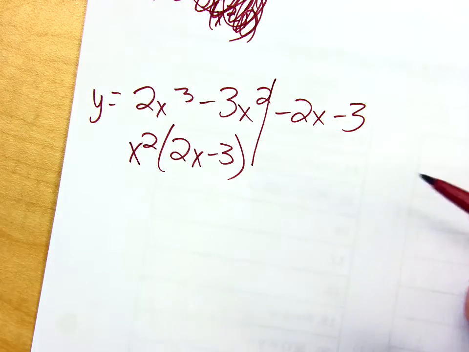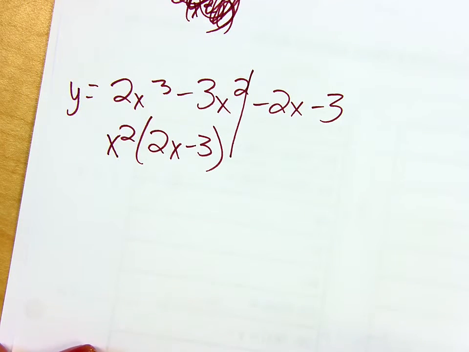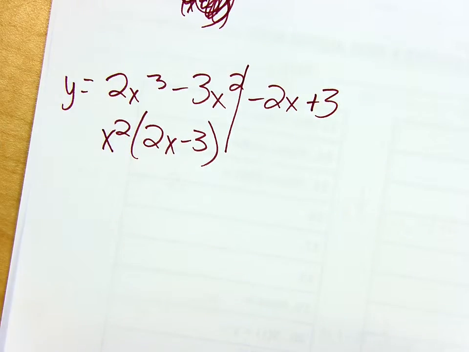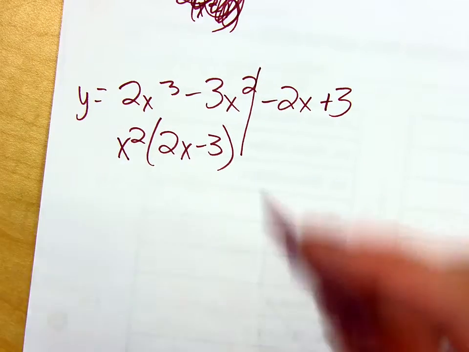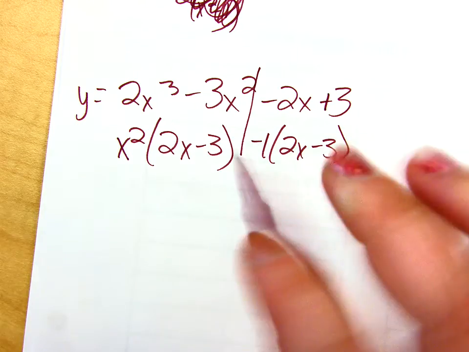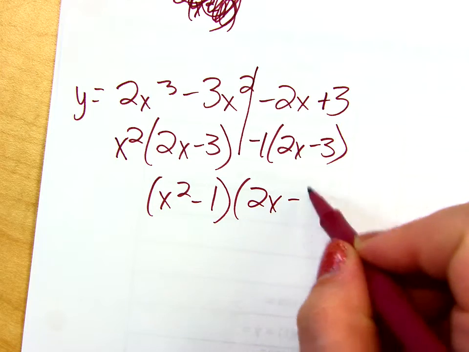I could take out, oh shoot. I think I actually messed up. This is supposed to be a plus. I just made this up, but I meant for that to be a plus. Sorry. So now we can factor out negative 1 and get 2x minus 3. Okay, parentheses match. So I have x squared minus 1, 2x minus 3.